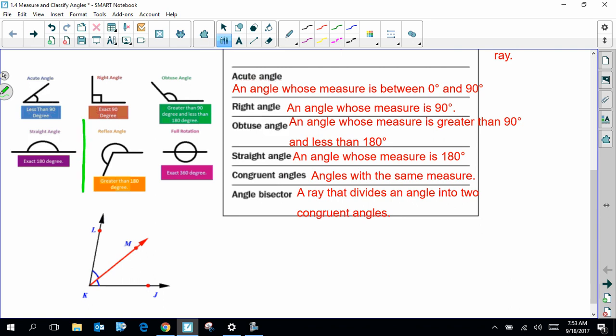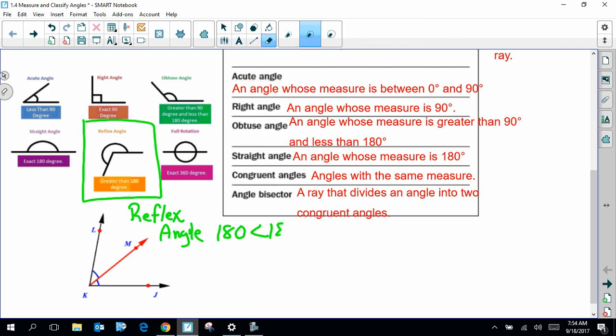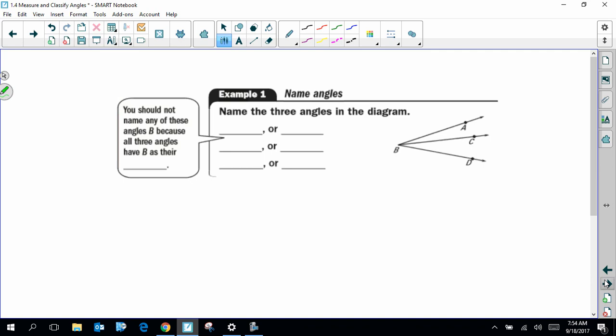The one here that's off to the side that you may not know, it's hard to read. This is called a reflex angle, and its measure is going to be greater than 180 but less than 360 degrees. And we'll see reflex angles a little bit more when we talk about circles. So go ahead and take the time that you need to get the definitions copied down. But in the meantime, let's go ahead and talk about how we name angles.